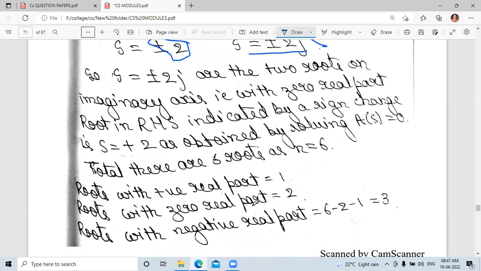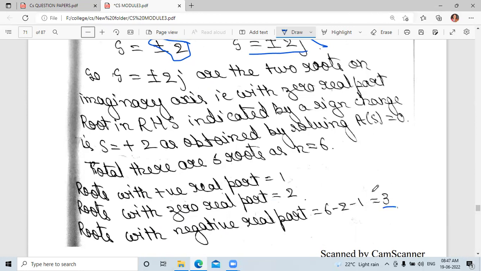And what about the negative side? Here, 6 minus 2 minus 1 equals 3. So 3 roots will be in the negative side of the s plane. So first find the positive real part, and next find the imaginary roots with zero real part, that is 2. And next, overall it is 6 minus 2 minus 1, so you will get 3, that is the number of roots with a negative real part.